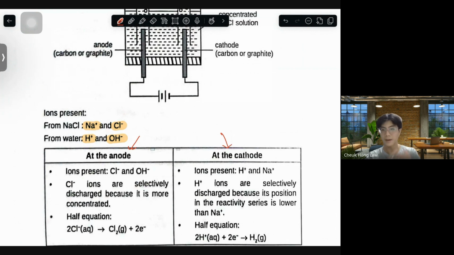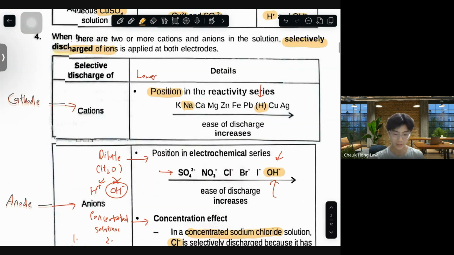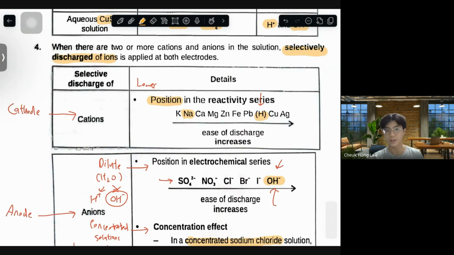So remember the pathway thing? Your cations are attracted to the cathode, and then your anions are attracted to the anode. Remember anode is positive, cathode is negative. So what are the positive ions at the cathode? You have H plus and Na plus, as usual. And then at the anode, you have Cl minus and OH minus. So it doesn't matter what type of solution you have. At the cathode, it's always the same way of choosing which ions are selectively discharged, which is the lower position in the reactivity series.